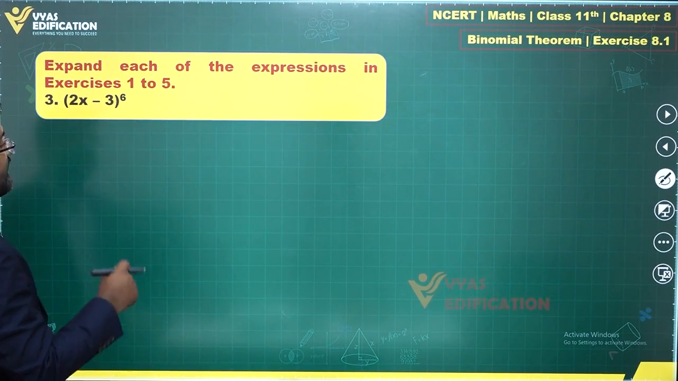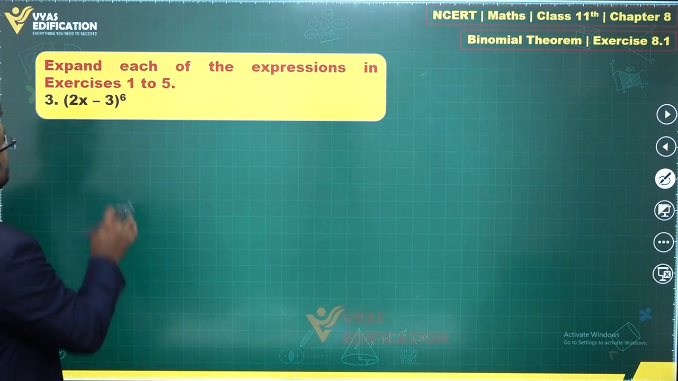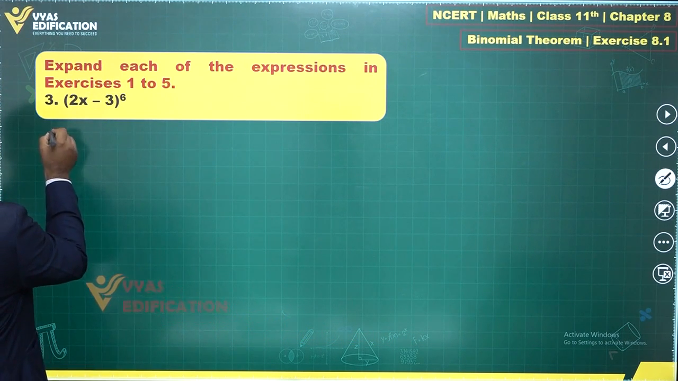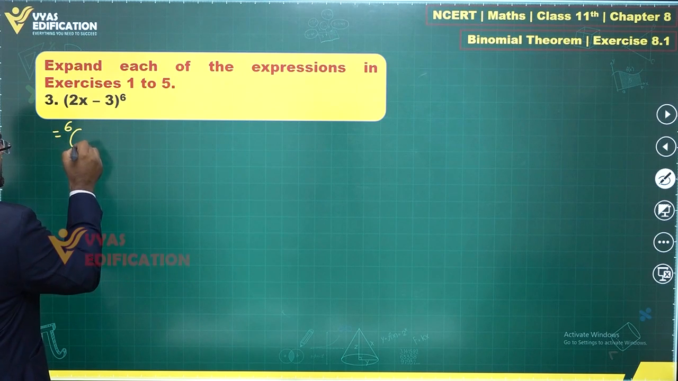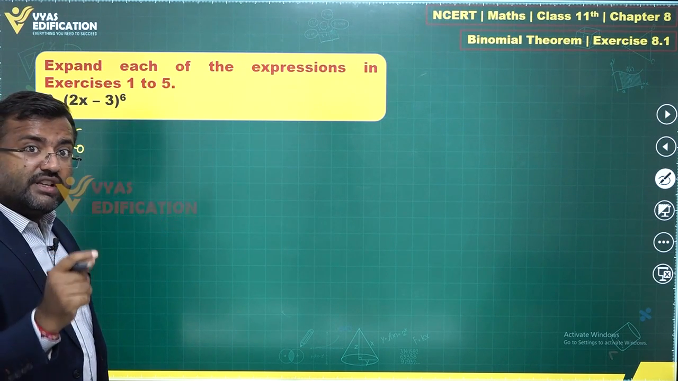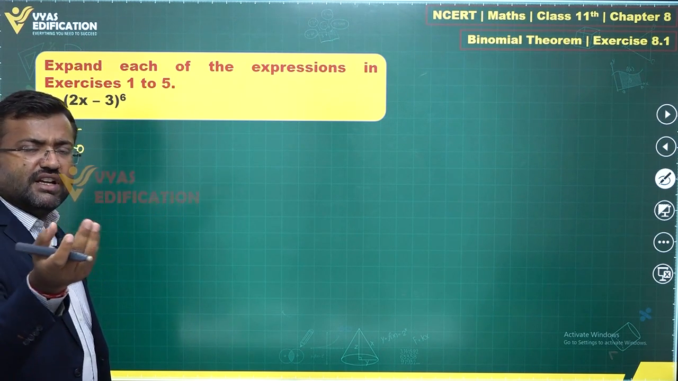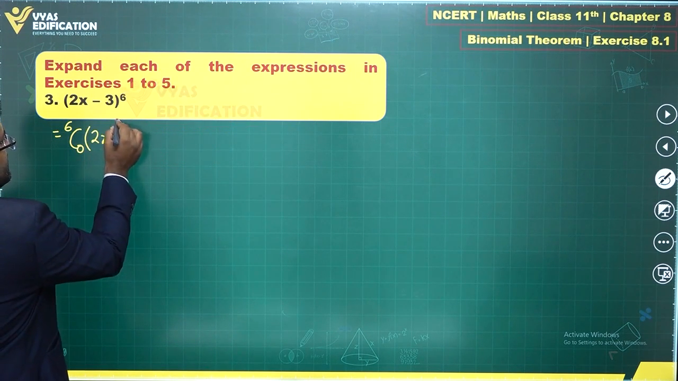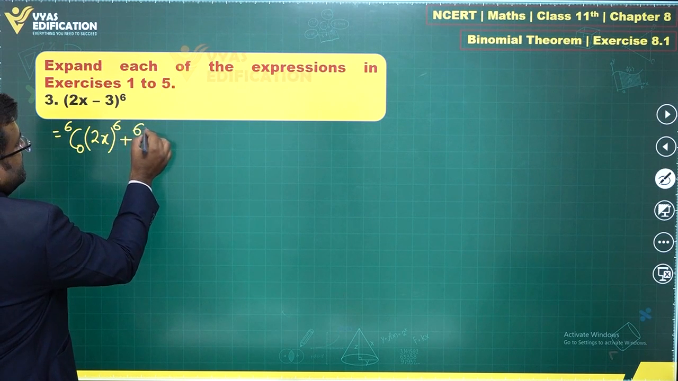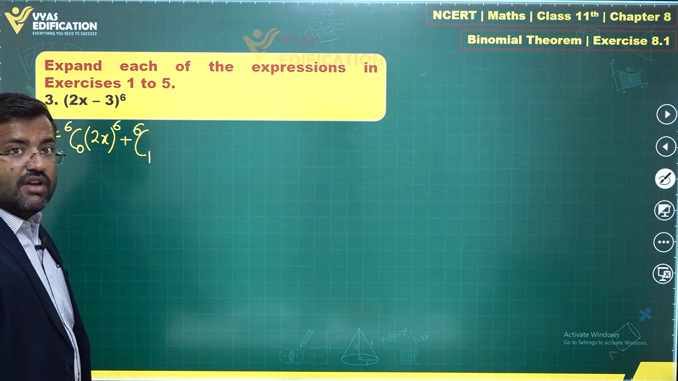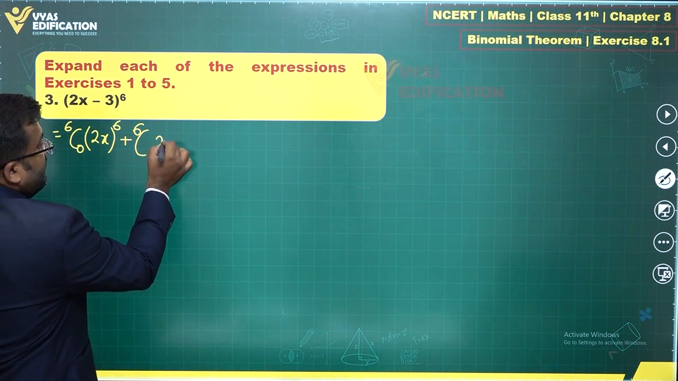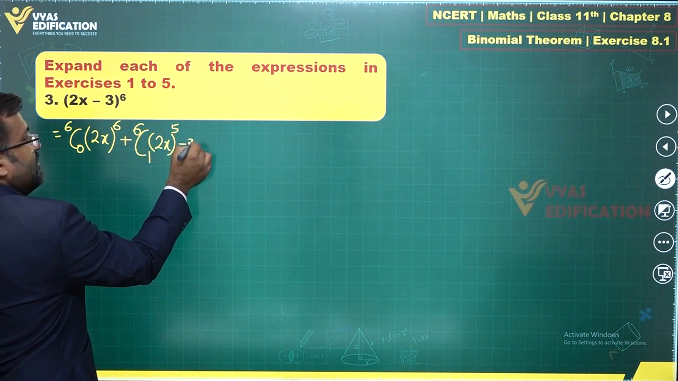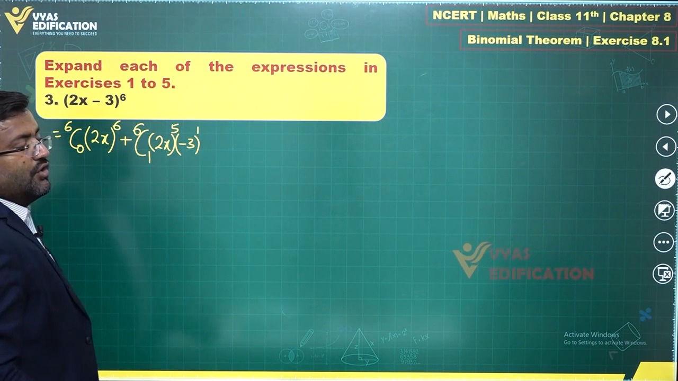So 2x minus 3 whole power 6 can be expanded by taking first term as 2x, second term as minus 3. Power 6 would imply that your terms start with 6c0. First term, that is 2x power 6, second term power 0. Second term power 0 is simply 1. This is 2x power 6. Next term 6c1, that's the next term. First term of the binomial 2x power 5 and the second term of the binomial minus 3 power 1 is what you get in this term.